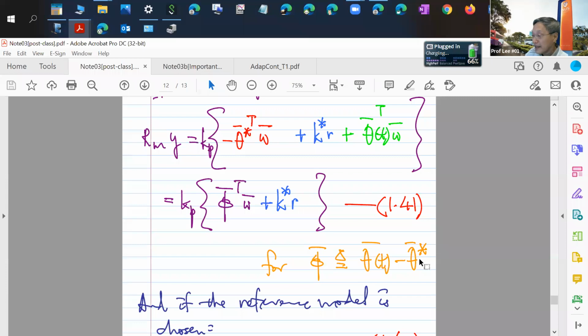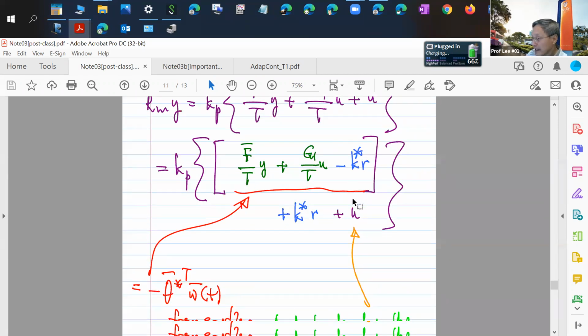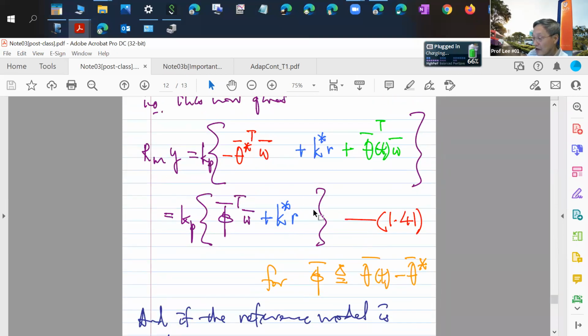That's a parameter error, in the usual way that we have developed, except this is now done in the context of only input output being measurable. But the ideas and even the methodology of algebraic working follow along the same line. So this becomes phi bar, the parameter error, transpose omega bar. The k star r remains down there from my plus and minus. And then it becomes like this.